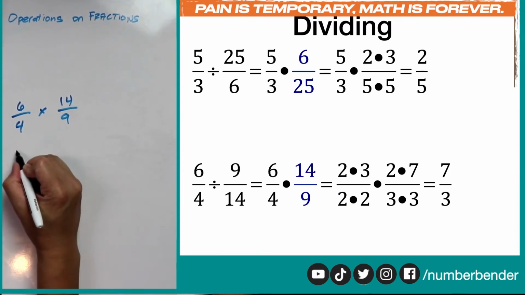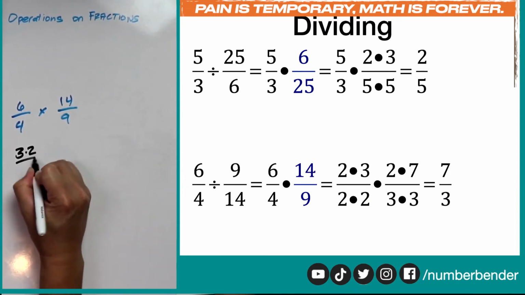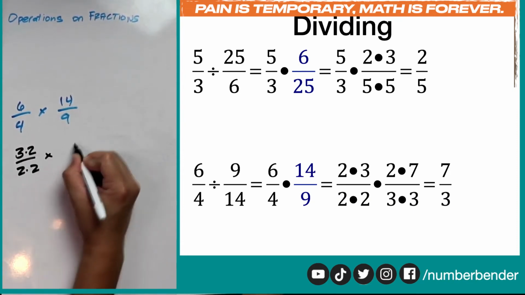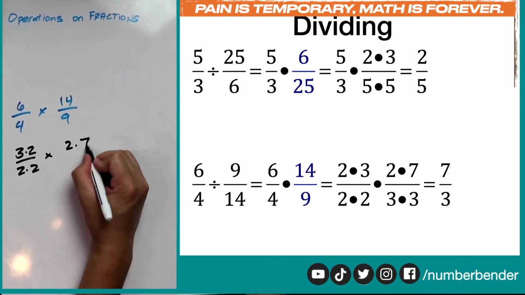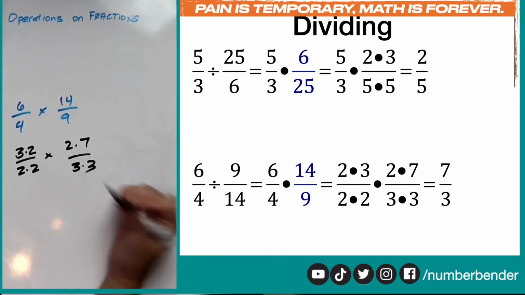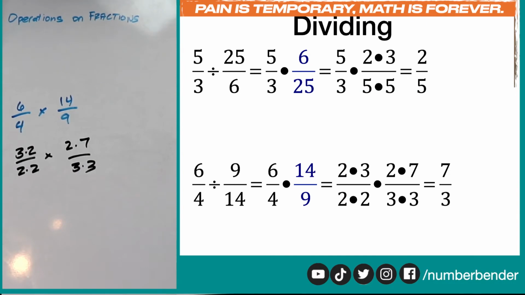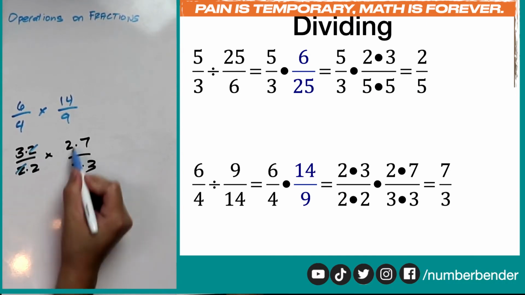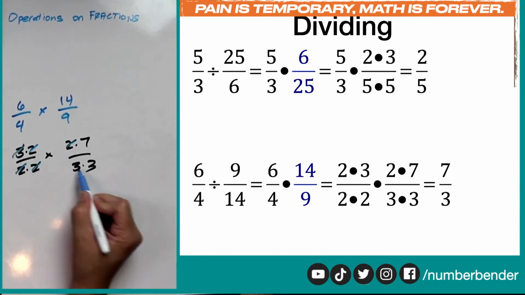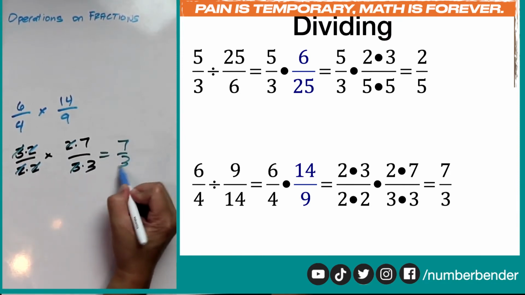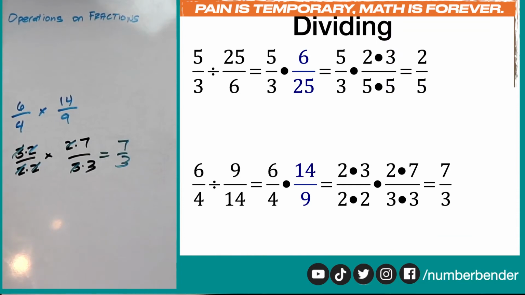Take 2. 6 is 3 and 2. 4 is 2 and 2. 14 is 2 and 7. And then 9 is 3 and 3. So that's the correct factored form. And by canceling out 2 and 2, 2 and 2, 3 and 3, we are left with 7 over 3.